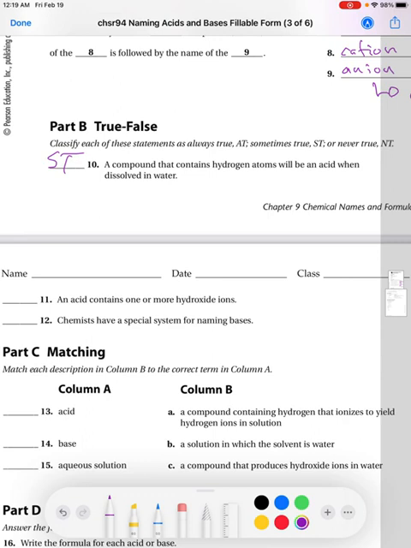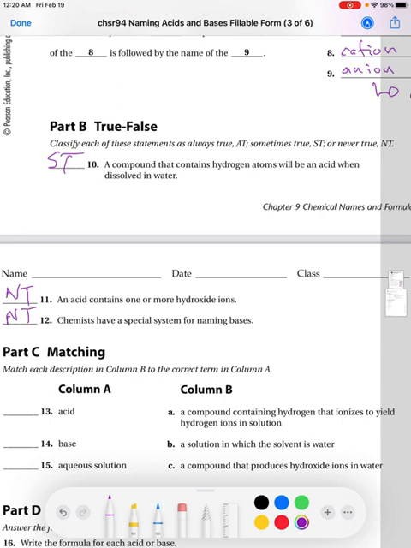An acid contains one or more hydroxide ions. That's never true. That's the definition of a base. And chemists have a special system for naming bases. That's never true because they're basically ionic compounds named the same way as ionic compounds.